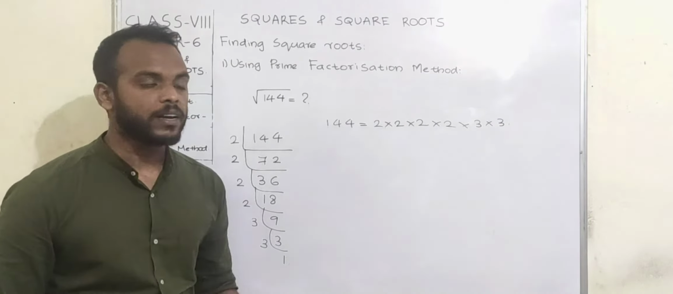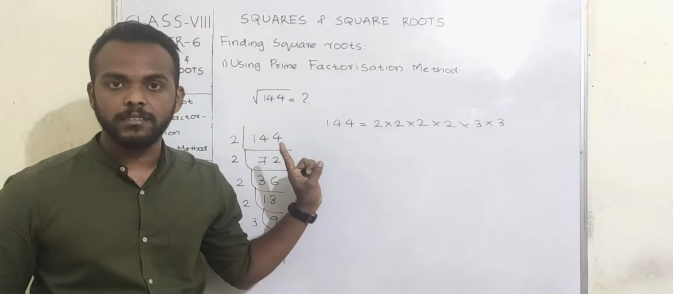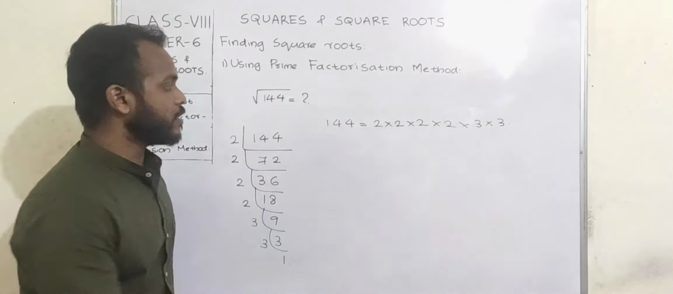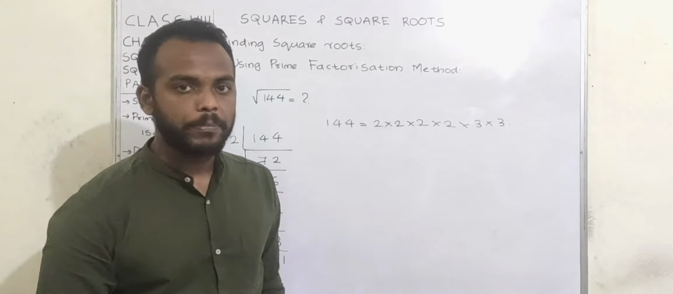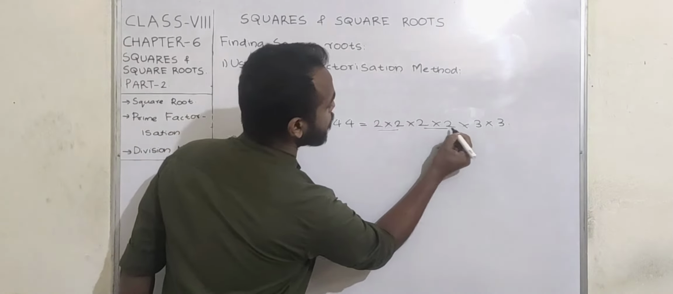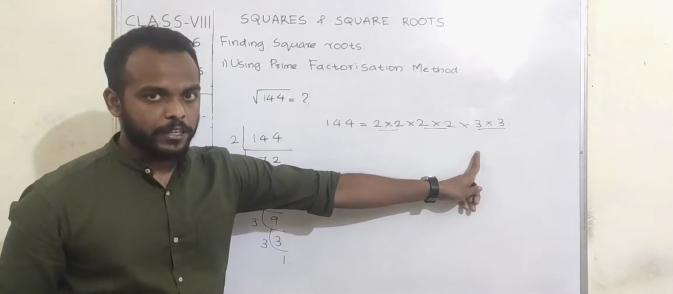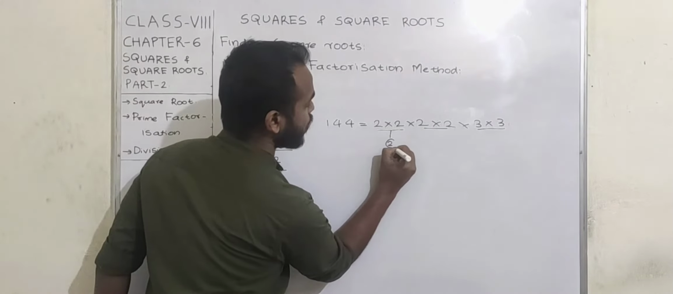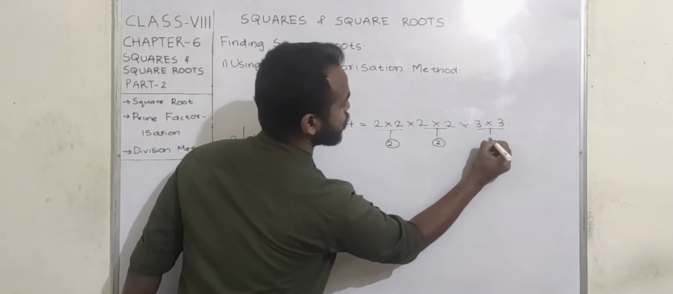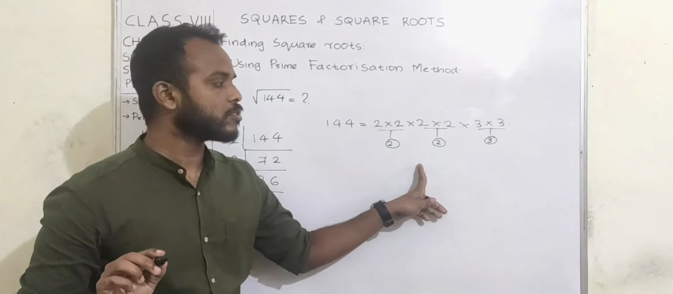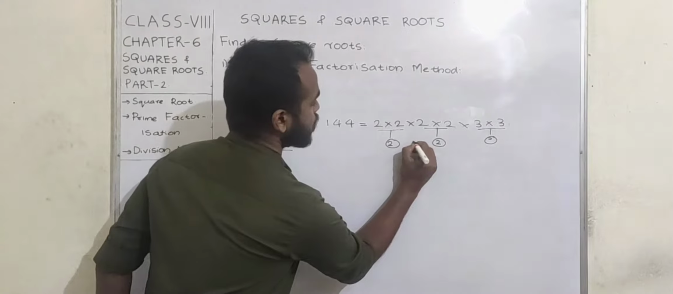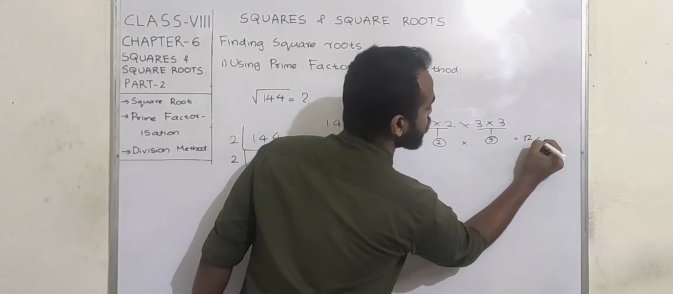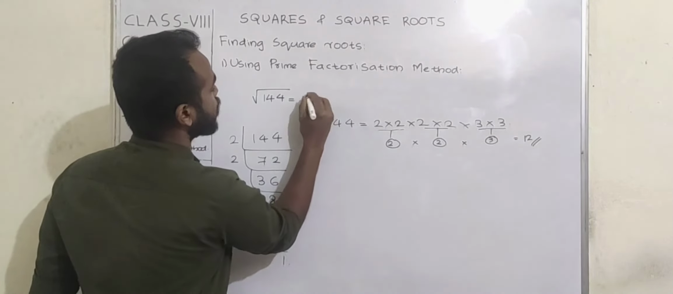Now this is the most important part. After writing this as the product of prime numbers, make pairs, and the pairs should contain only the same number. So this is one pair, another pair, the third pair, and from each pair take one number representing the pair. So there is a 2 representing this pair, another 2 over here, then a 3 over here. The last and final process, just multiply the 3 numbers. 2 times 2 is 4, 4 times 3 is 12. So root of 144 is 12.